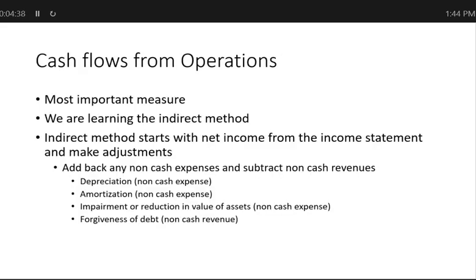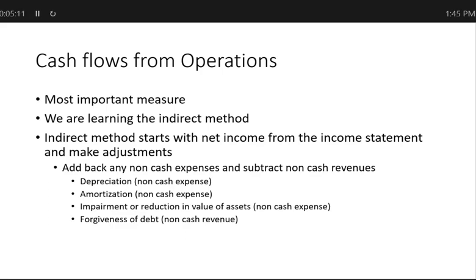So we generally start with cash flow from operations. There's absolutely no rule that says you have to do it in any particular order. But because cash flow from operations is typically the most important measure, we tend to start there. It also has the most pieces to it. We're going to learn the indirect method, not the direct method, when we do the cash flow from operations.